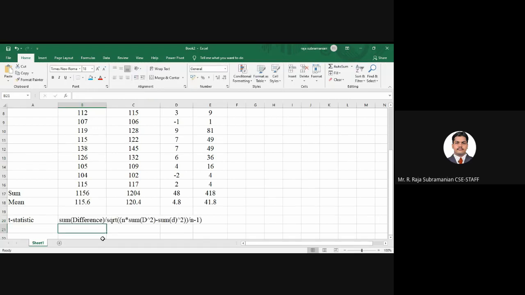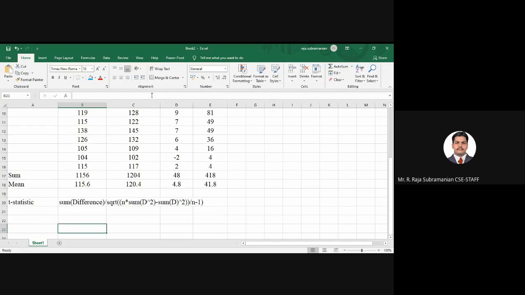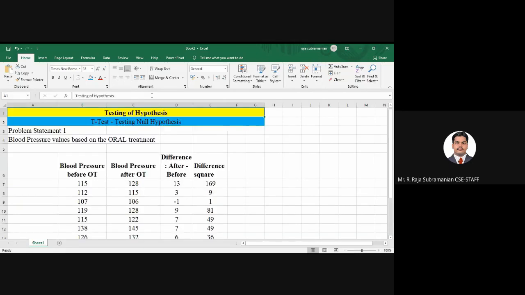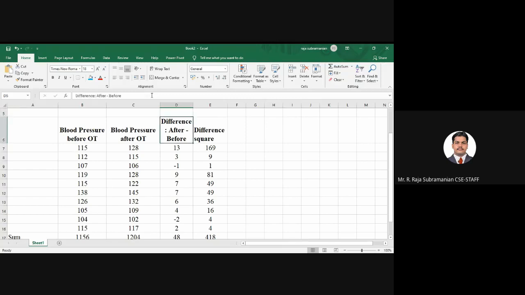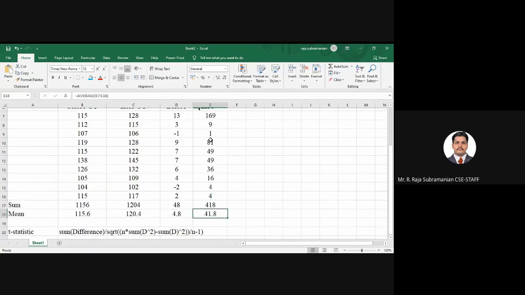That is sum of difference divided by square root of n into sum of d squared minus sum of d the whole square, divided by n minus 1. D is nothing but the difference. I am saying difference as d. So I repeat how to do that. If you are given a table like this, you should be able to calculate the difference between observed and actual, take the difference squared, and find the sum and mean of the distribution.